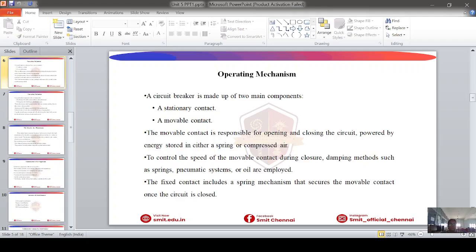Operating mechanism. A circuit breaker is made up of two main components. One is the stationary contact, another one is the movable contact. The movable contact is responsible for opening and closing the circuit, powered by energy stored in either a spring or compressed air. To control the speed of the movable contact during closure, damping methods such as springs, pneumatic systems, or oil are employed. The fixed contacts include a spring mechanism that secures the movable contact once the circuit is closed. These coils help to close or open the circuit using electrical energy.